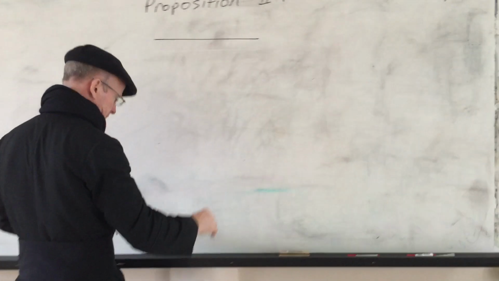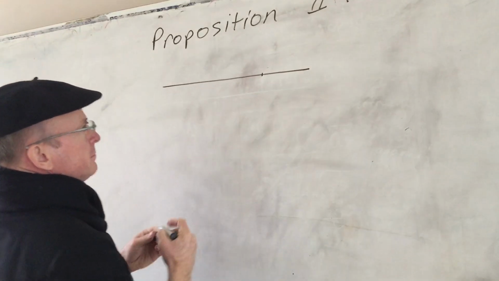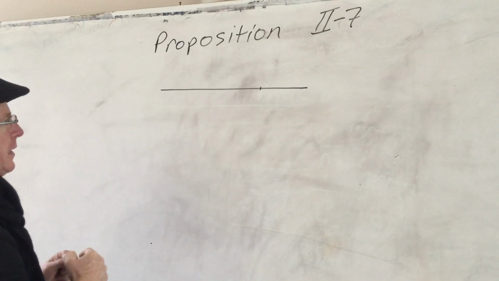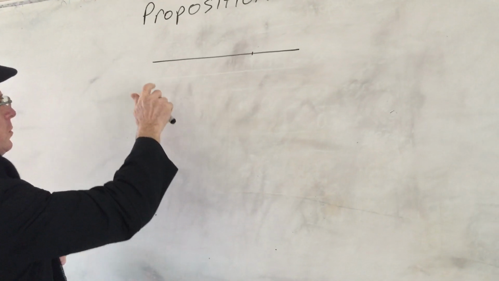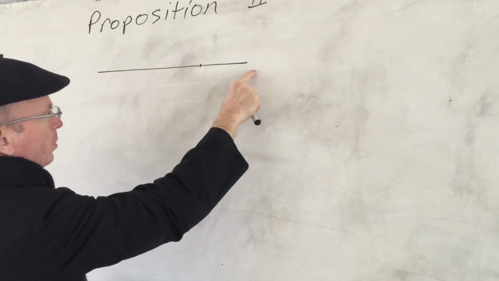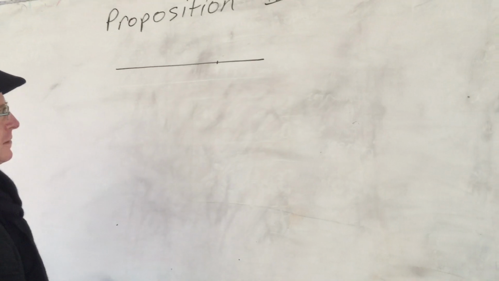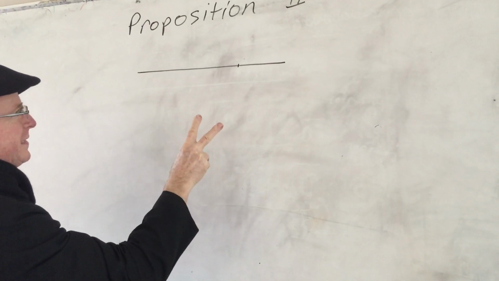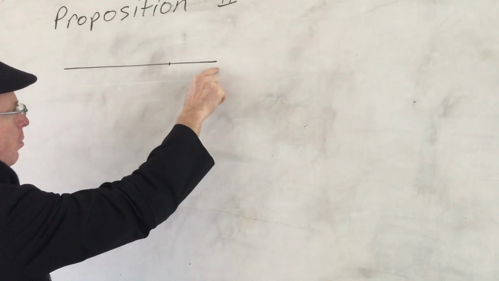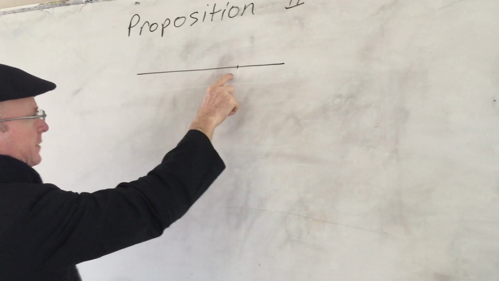Here we have a line, and let it be cut at random. So here we found a line, it was cut at random. Thus it is required to show that the sum of the squares on the whole, and let's pick this segment, and that on one of the segments is equal to twice the rectangle contained by the whole and one of the segments, plus the square on the other segment.